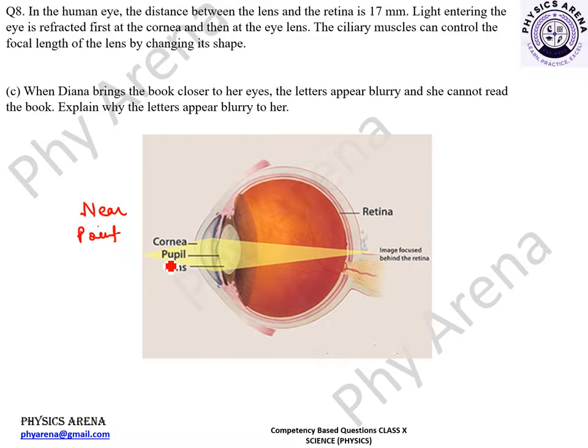But beyond that, when you bring the object closer than the near point, the image will fall behind the retina. And in that case, the letters will appear blurry to us. So when the object is brought very much closer to the eyes, the image is not falling on the retina, but it is falling behind the retina, and that's why the letters appear blurry. And that's the answer for this question.